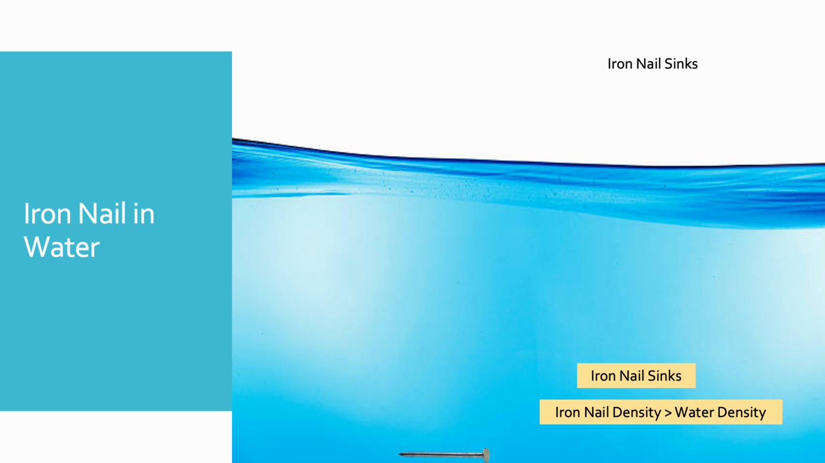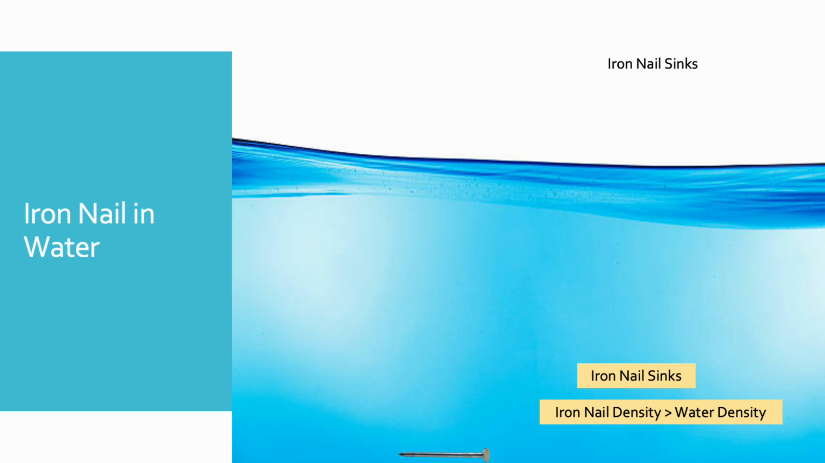Alright, let's begin with something you've probably seen before. Here we have an iron nail dropped into water. What happens? When an iron nail is dropped into water, it would sink. Let's ask why. The key idea here is density. The density of iron nail is much greater than the density of water. That means the iron nail is heavier for its size compared to water, so it sinks.